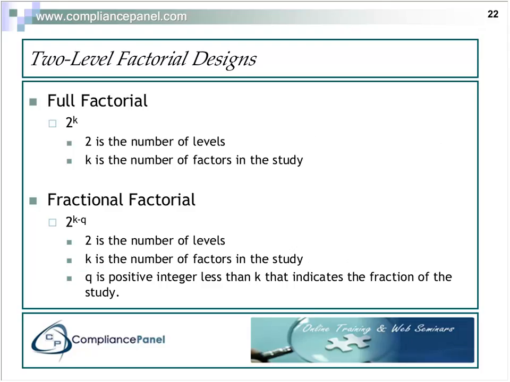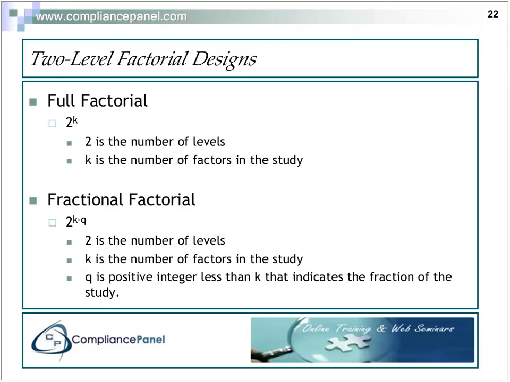The next type is something called a two-level factorial design. This is what we spoke about. A full factorial will be 2 to the k, where k is the number of factors in the study. And a fractional factorial is 2 to the k minus q, where q is a positive integer that is less than k that indicates the fraction of the study.